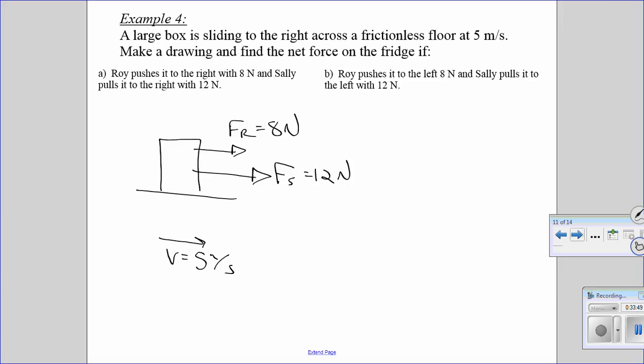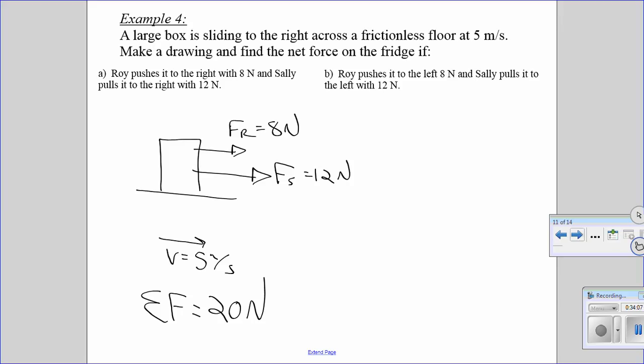I made it a little longer because it's a little more force, right? Cool? All right, what's the net force going to be? 8 plus 12 is 20. Cool? All right.